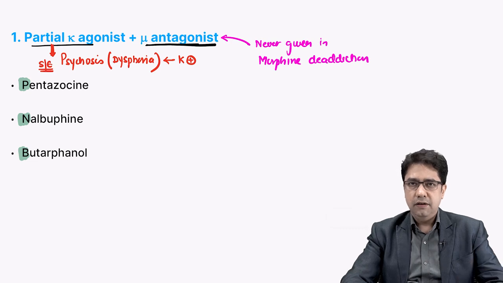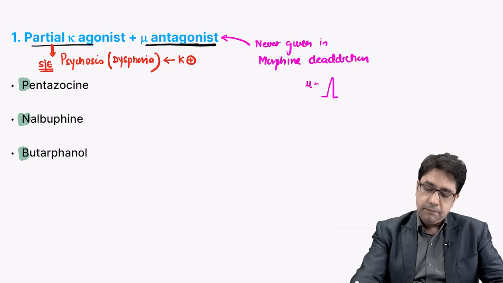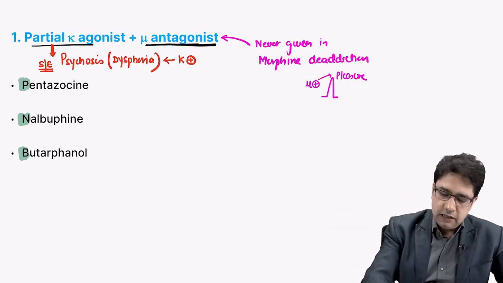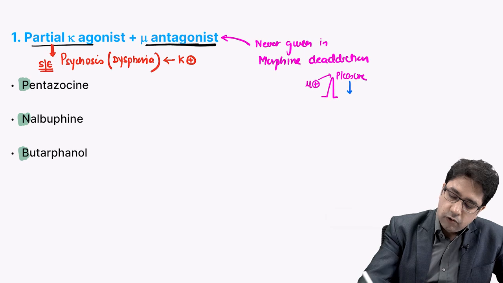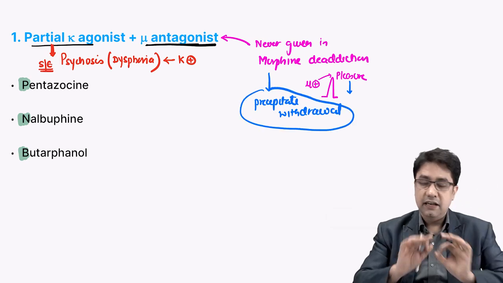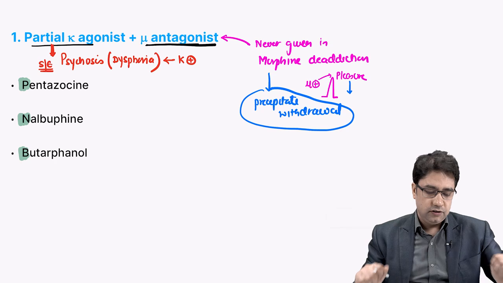The reason is very simple. Imagine when we give morphine, morphine acts on mu receptor and stimulating mu receptor will lead to pleasure. If you suddenly block the mu receptor with, let's say, pentazocine, the patient will suddenly go into withdrawal. So they will precipitate withdrawal symptoms, and withdrawal is very dangerous. That is why these three opioids are never given in opioid de-addiction, and they produce psychosis.